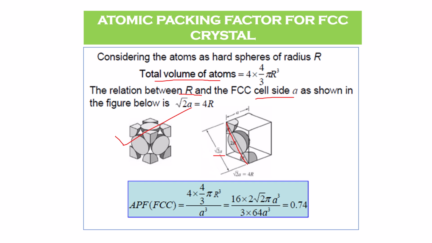So we can say APF for FCC crystal is equal to 4 into 4/3 πr³ divided by A³. Now if we replace R with A, then finally we will get APF for FCC equal to 0.74.